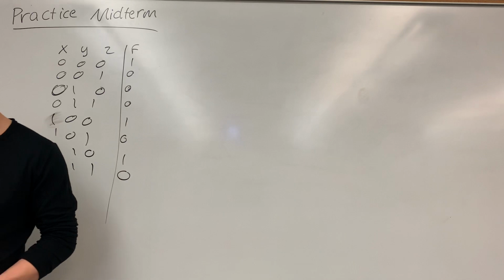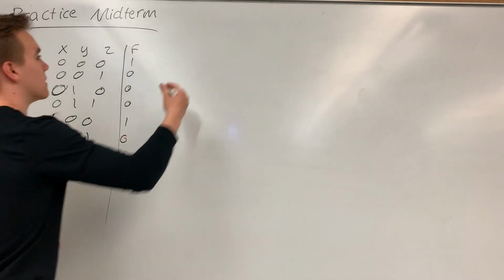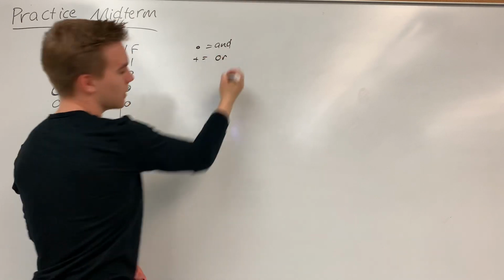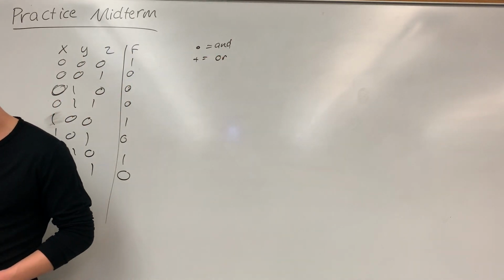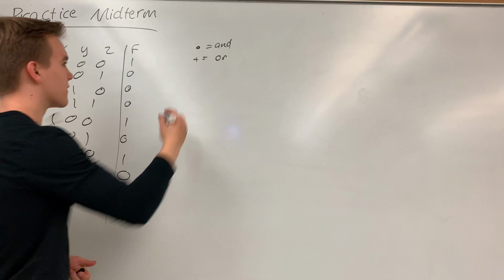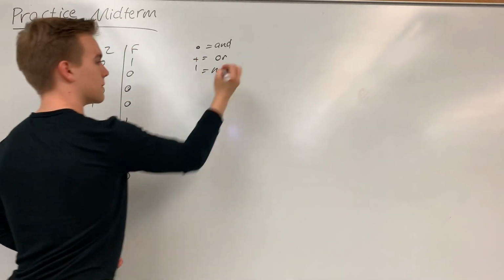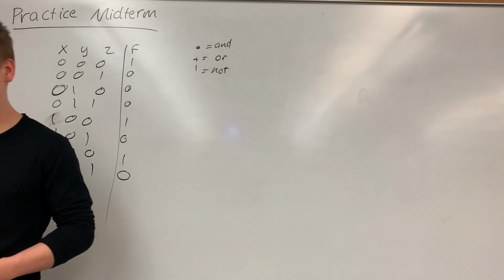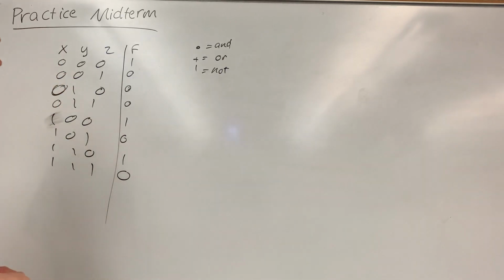And it says, write a Boolean expression using dot for and. Okay, dot equals and. I think plus equals or, right? Plus for or and prime for not, to represent f using the variables x, y, and z, justify its correctness. Okay, so this is pretty easy, right?